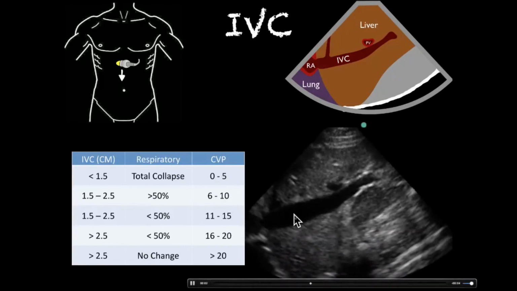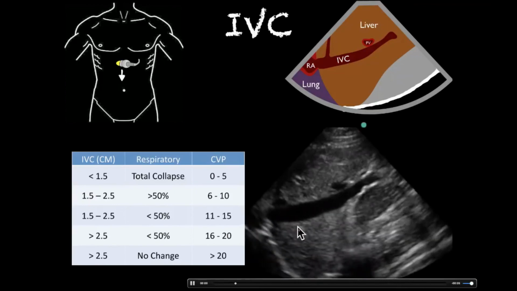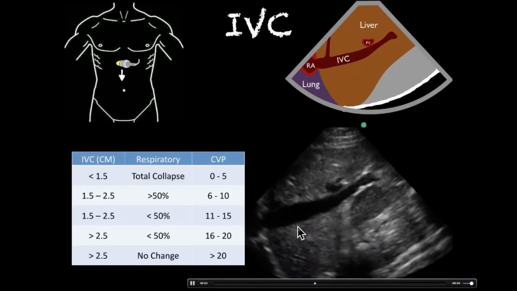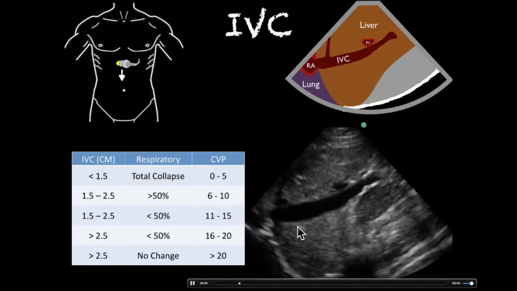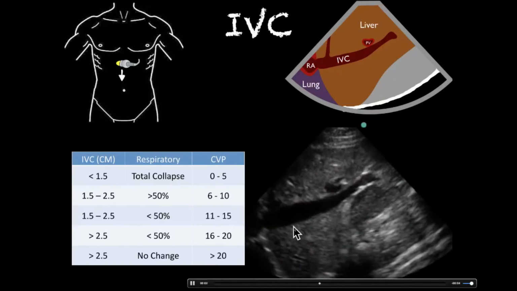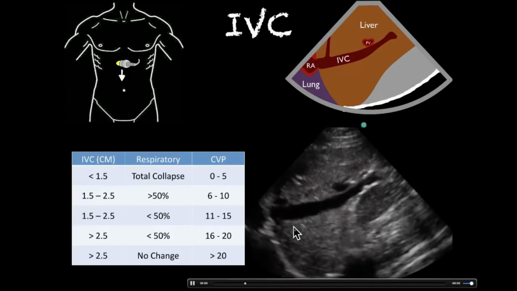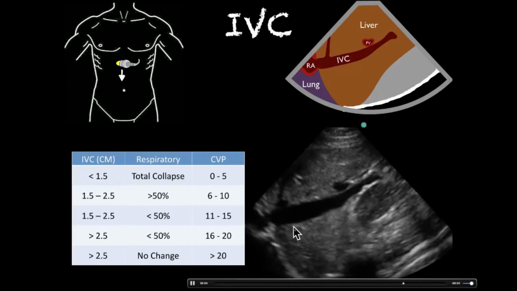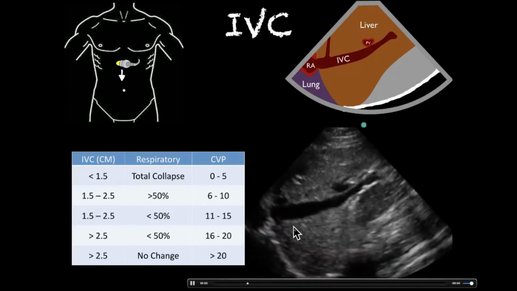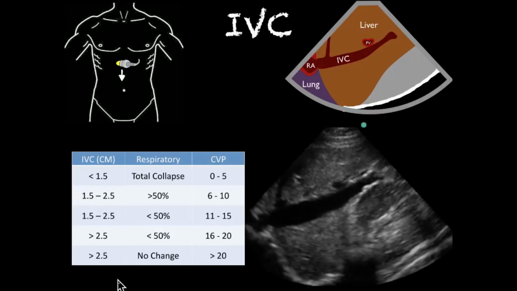If it's dilated like this one and has some respiratory variation, which this is probably close to 50%, then they probably have a normal to normal high CVP. If it's dilated with less than 50% collapse, then they've got an elevated CVP. And if they have a dilated IVC without any collapse, then they have a significantly elevated CVP. And I think that's just easier than always coming back to this table.